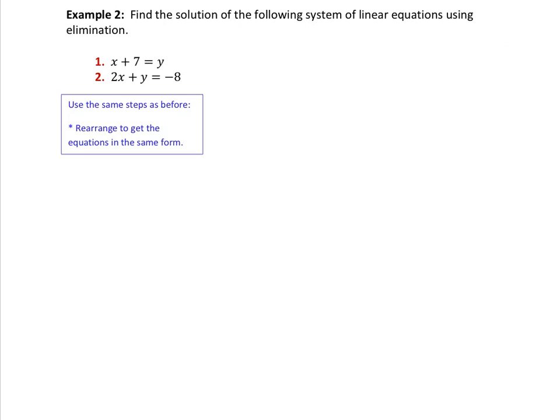So in example 2, we have two linear equations again in a system, and we need to solve them using elimination. So we'll notice that our columns don't match up here.